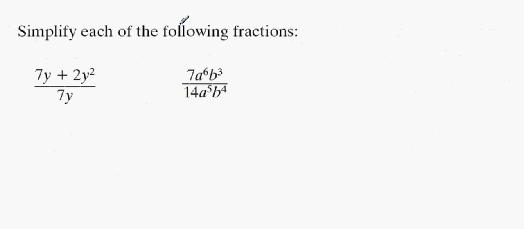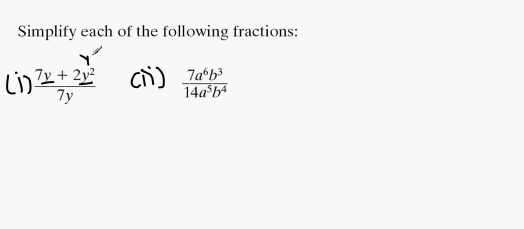Okay. Simplify each of the following fractions. We look at the top and we look at the bottom, okay? And what we can see is that this is part 1. This one here is part 2. So what we can see from the top and the bottom is what they have in common. So take out what they have in common, 2y.